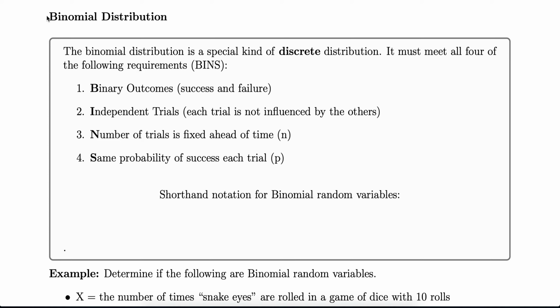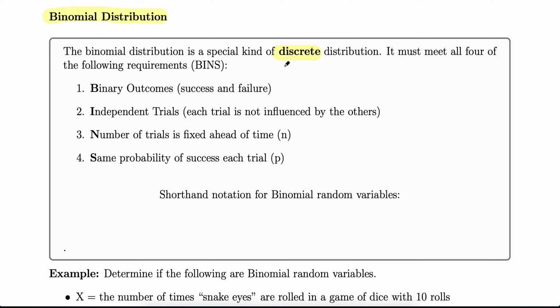To talk about the binomial distribution. So remember our distinction between discrete and continuous quantitative variables. Discrete variables were counting, they were distinct points on a number line. So the binomial distribution is a really specific type of discrete distribution.